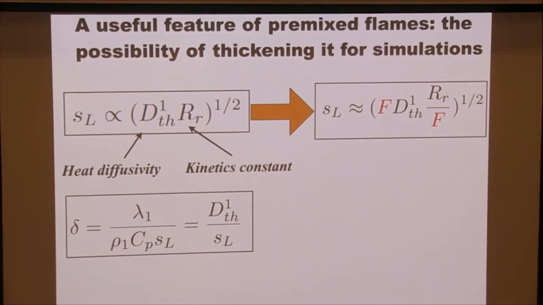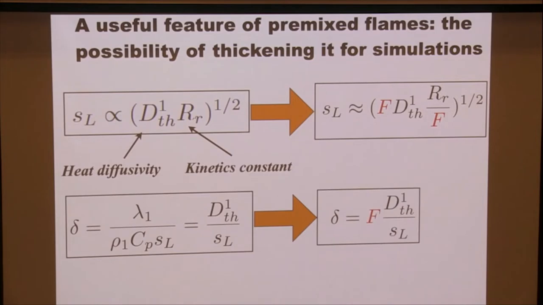Again, you can take Cantera, multiply diffusivity by F, divide the reaction rate by F, and you will see that the flame will move at the same speed. But now what will happen to the thickness? Well, if you put an F in front of D, the thickness will be larger by a factor of F. So what have you done? You have built a model which allows the flame to propagate at the same speed, but to be thicker.